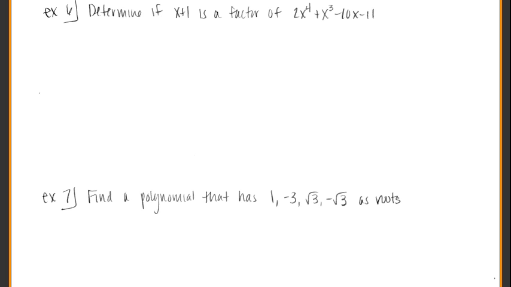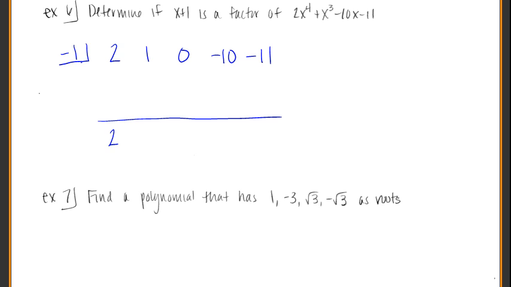To determine if x plus 1 is a factor, we're just going to start out here in our box. X plus 1, so we'll put in a negative 1. Descending order here, we've got a 2 for the x to the fourth, a 1 for the x cubed. We don't have an x squared. We have a negative 10 for x and a negative 11. So drop down the 2, multiply it to the box, and add it up. Multiply it to the box and add it up. Multiply it to the box, add it up, and it looks like we're good.